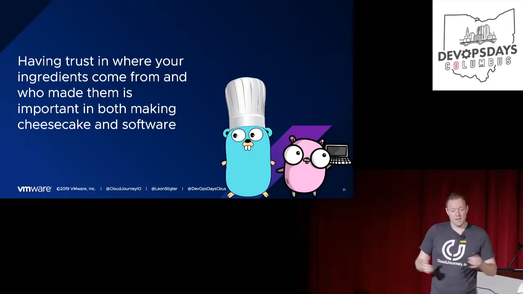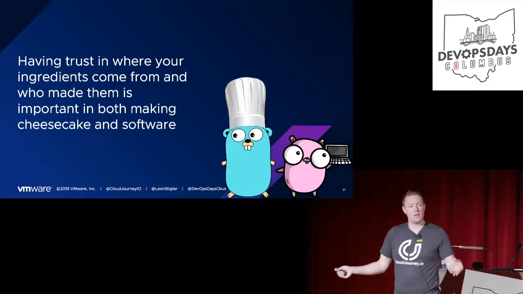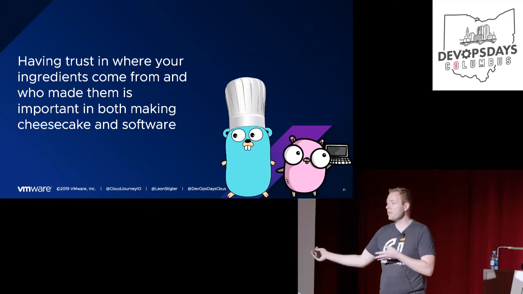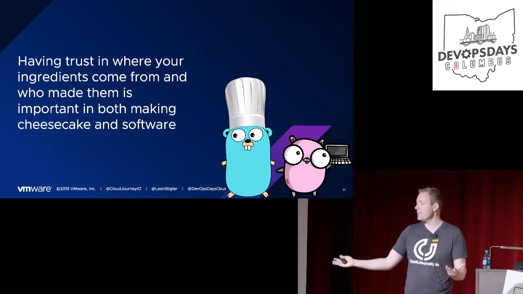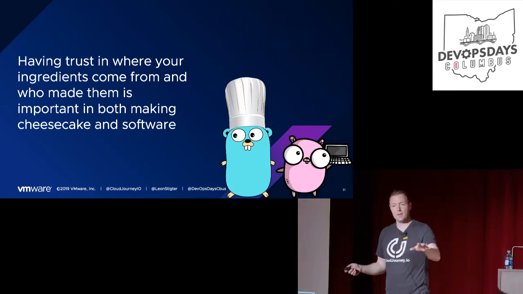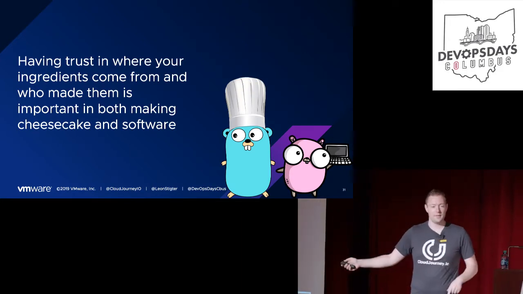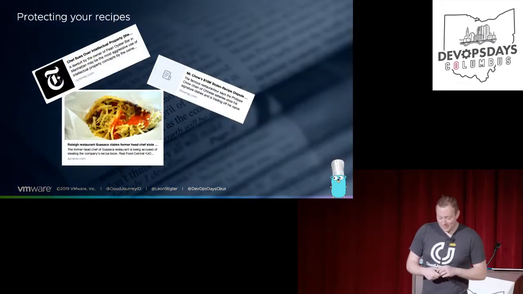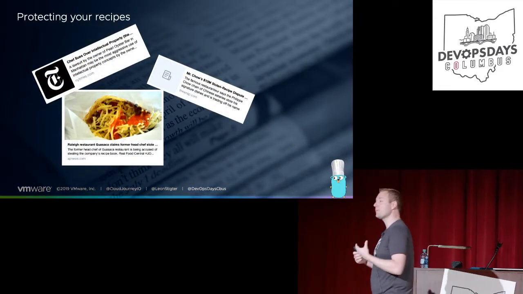So I think it's safe to say that having trust in where your ingredients are going to come from is both important in making cheesecake as well as in building apps. Everyone agrees? Good. Otherwise, we're going to have a very, very annoying rest of the conversation. Letting you know. So second thing, let's talk about recipes a bit.